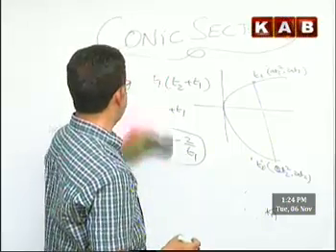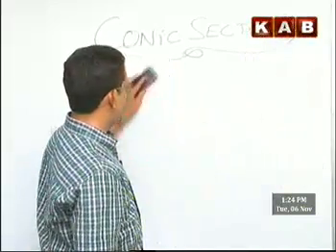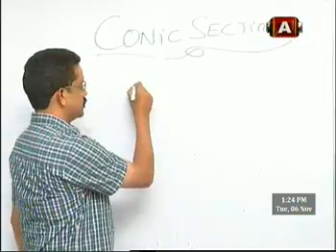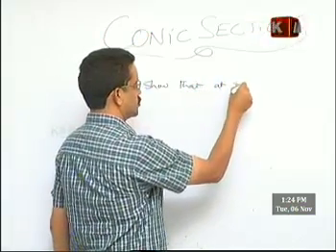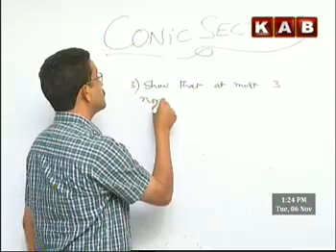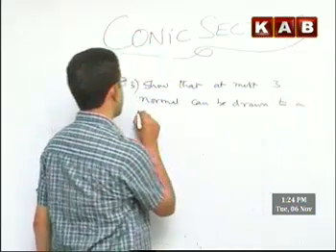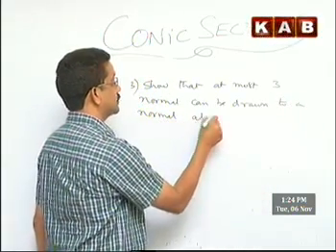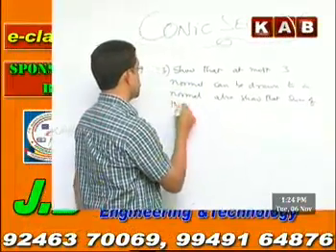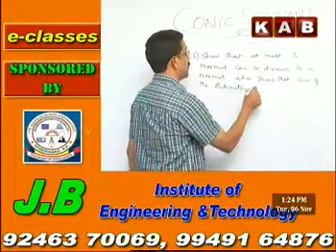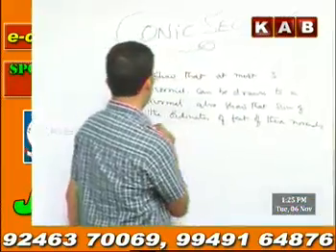I will take one more example in this. Please look at this. I will take and show the third example. Show that at most 3 normals can be drawn to a parabola. Also show that the sum of the ordinates of the feet of these normals is 0.